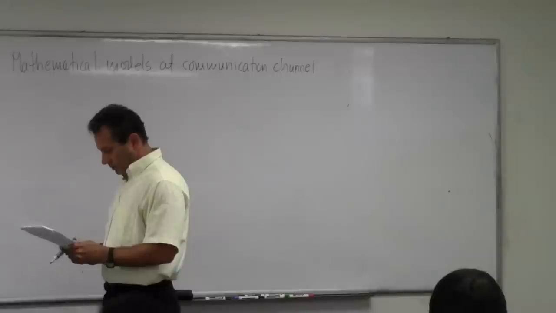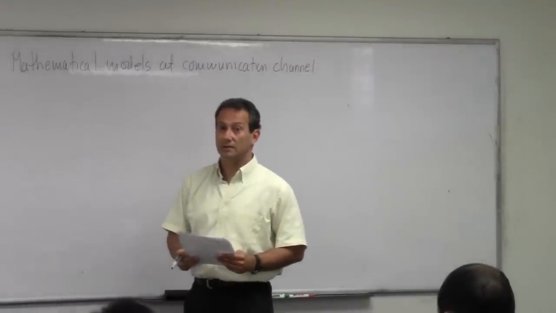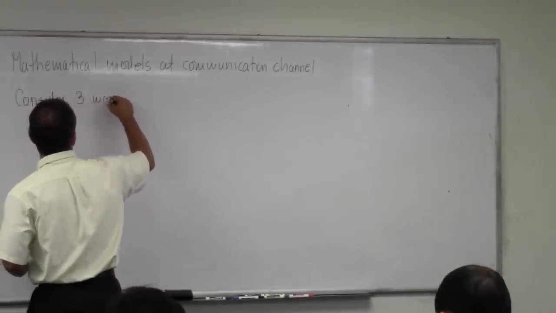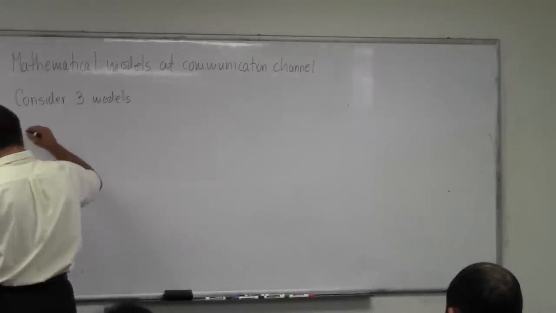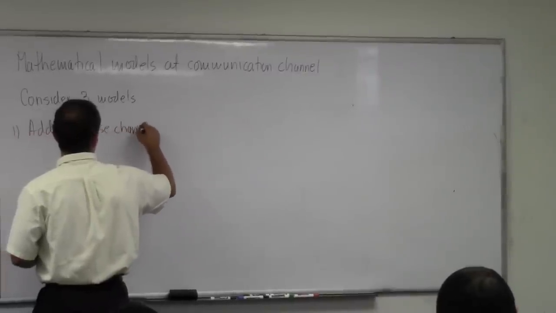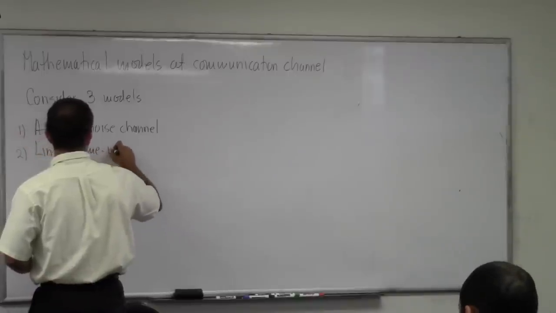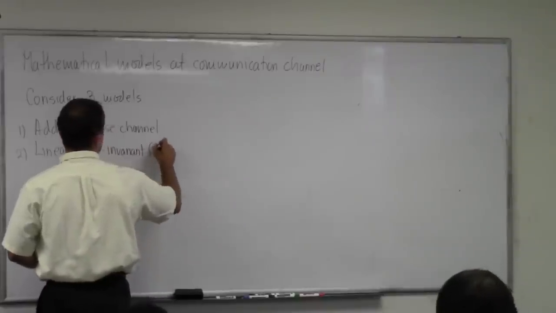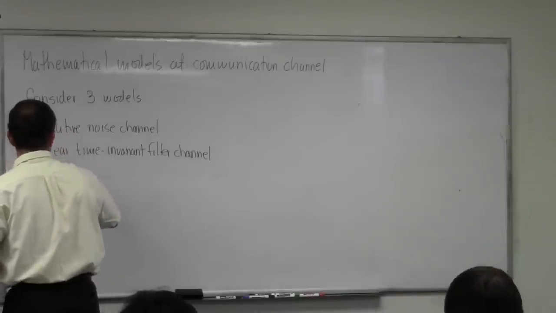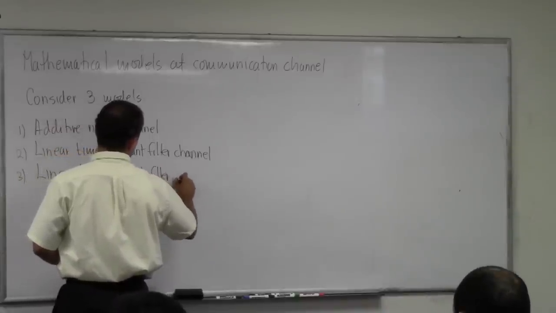Okay. So there are several mathematical models. In this class, we're actually going to restrict our attention to three. All right, so we're going to consider three mathematical models. We're going to give them the following names. An additive noise channel. The second one is going to be linear time invariant filter channel, and the third one is going to be linear time variant filter channel.